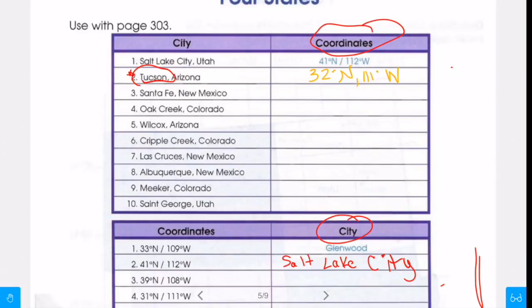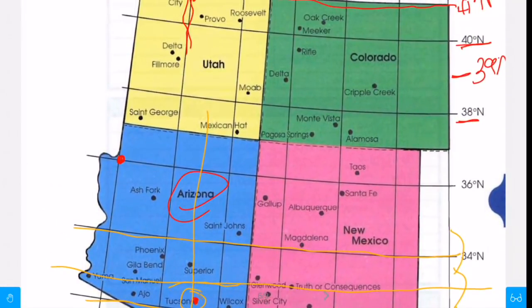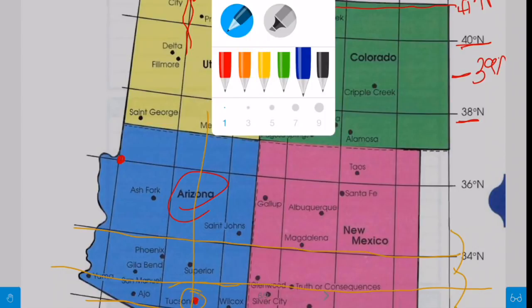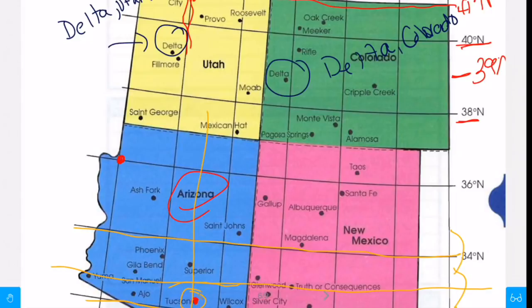Something that I want you to take note of on this map is that there are 2 cities named Delta. There is Delta, Utah, and there is Delta, Colorado. So if you get a delta as an answer, if it's this delta, you would write it Delta, comma, Utah. If it's this one, you would write Delta, comma, Colorado.